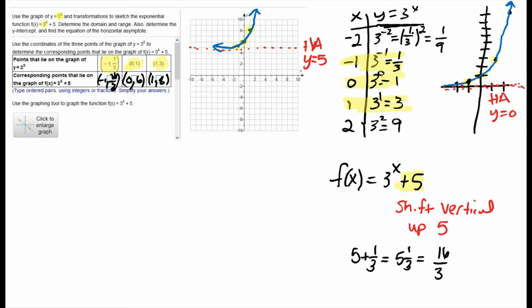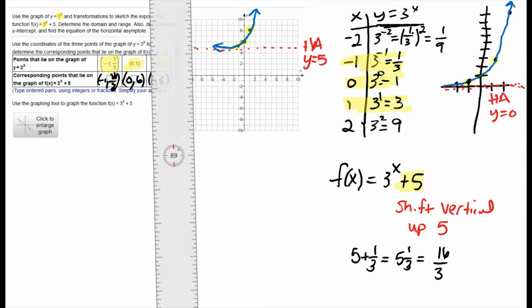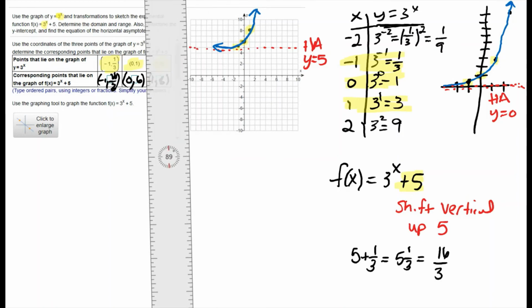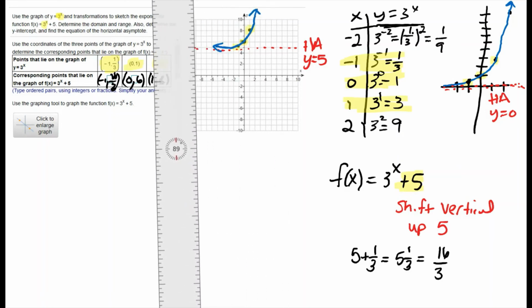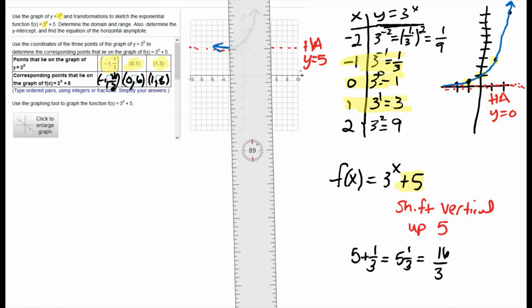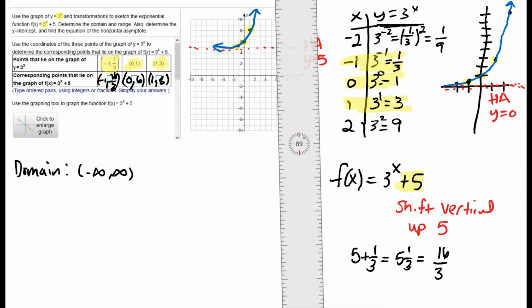Okay, let's check what else they asked us to do here. Determine the domain and range. So when I find domain, I hold my ruler vertically and I go from left to right. And as you go from left to right, you'll notice with this graph, the first time you hit would be at -infinity, and the last time you hit is at +infinity. So the domain of our function is all real numbers or -infinity to infinity. And that's going to be the case with all exponential functions. They have a domain of all real numbers.